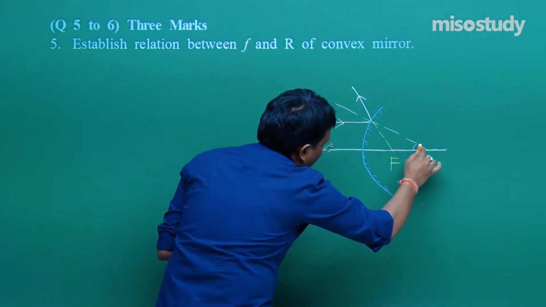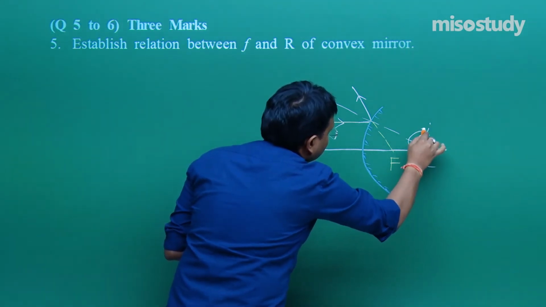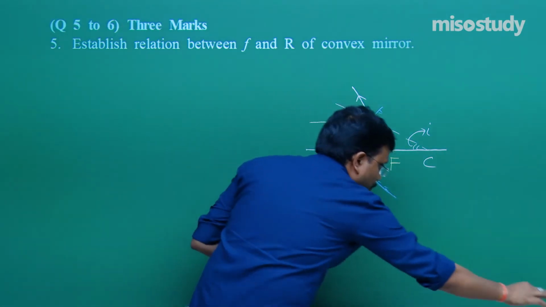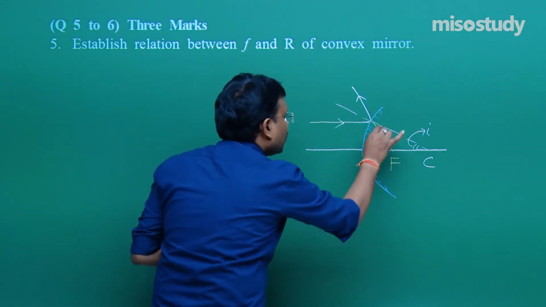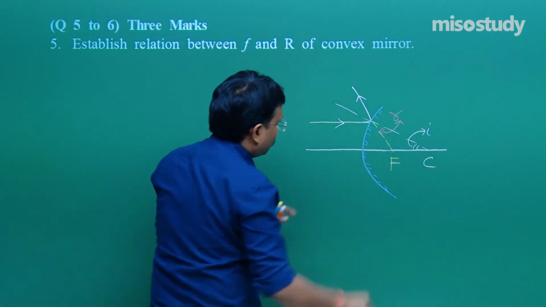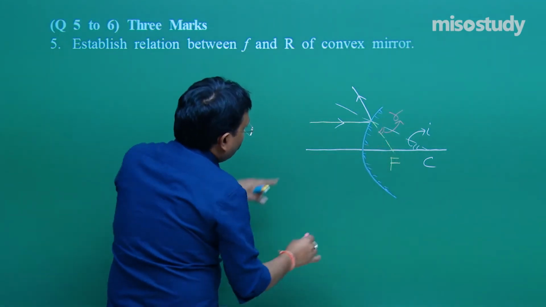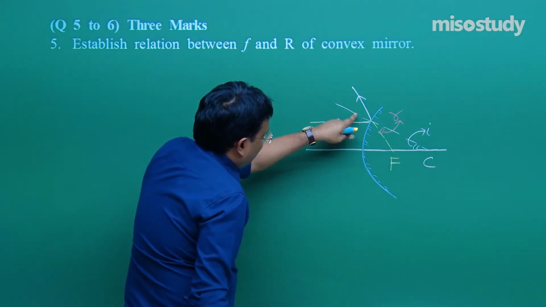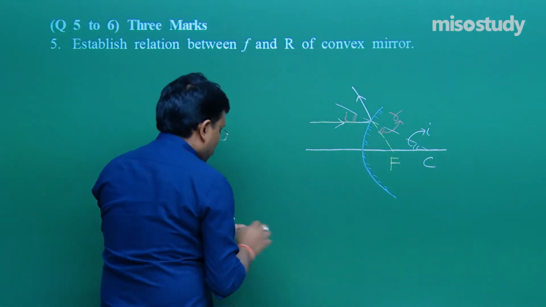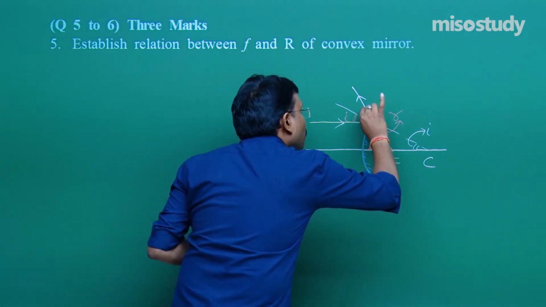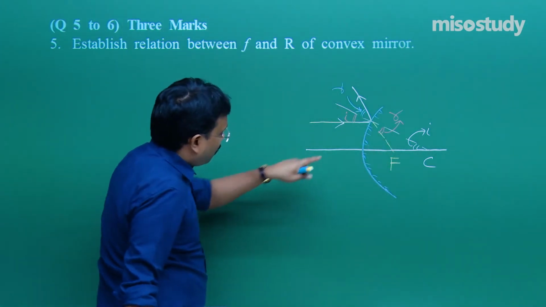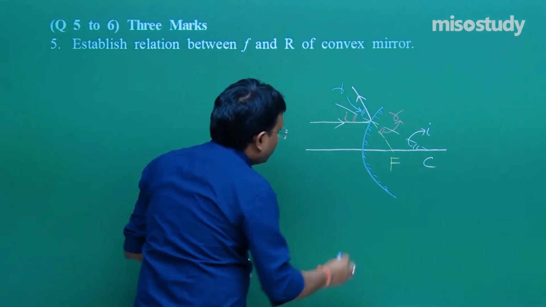Now this much angle is I and this much angle is R. I think I should use red color. This angle is R, okay, I, R. Now this angle once again is I, this small angle I, and this blue angle is R. I hope all the angles are visible to all of you clearly.